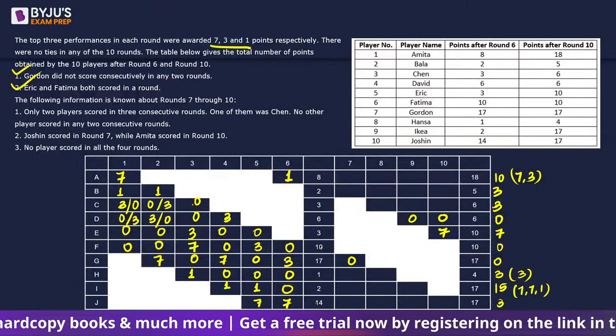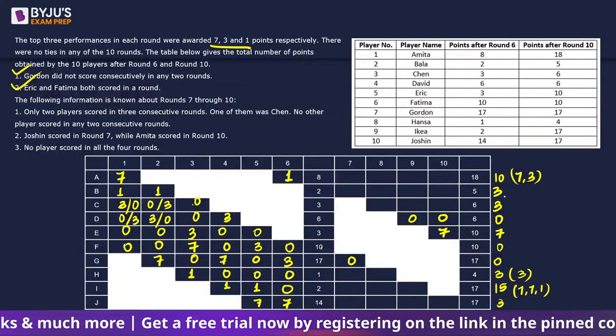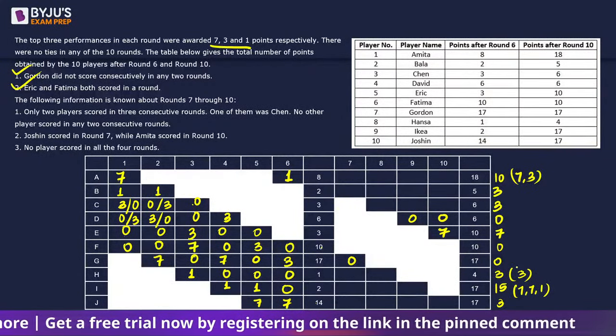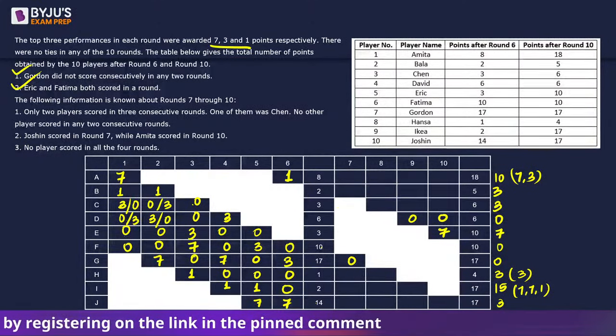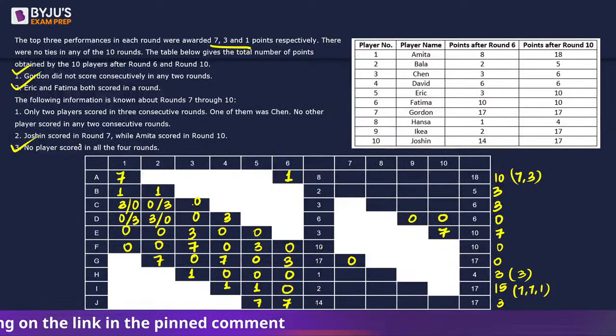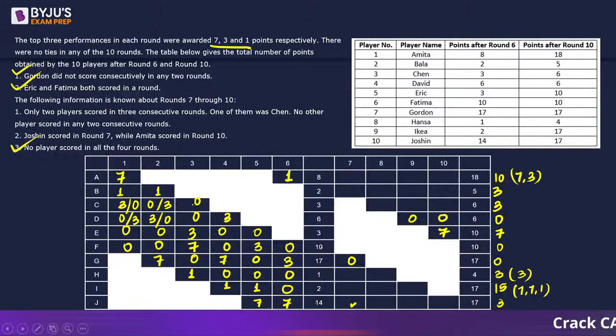Right? Okay. 3 का कोई combo नहीं है, 15 का is not there, 3 का not there. So this helped us. Joshin scored in round 7. Joshin as in J scored in round 7. While Amita scored in round 10. Amita scored in round 10.